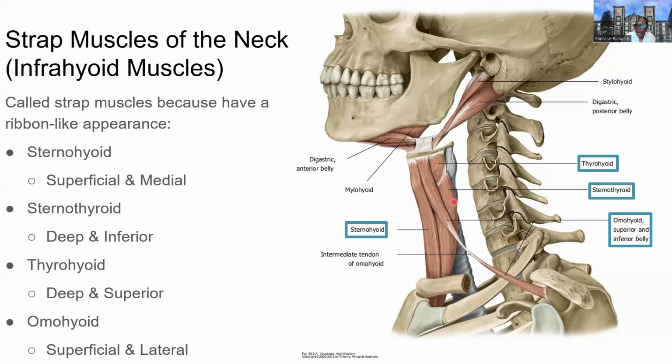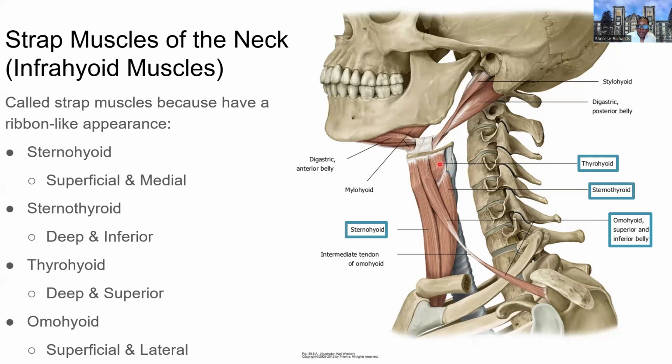Then we have thyrohyoid. Thyrohyoid is the smallest. It's a very short muscle, and it's confined to the thyroid cartilage, on the anterior aspect of the thyroid cartilage. Again, from its name, it goes from the thyroid cartilage to the hyoid bone. So it's a very short distance on the anterior surface of the thyroid cartilage, and it's going to be deep to the superficial muscles, but superior.